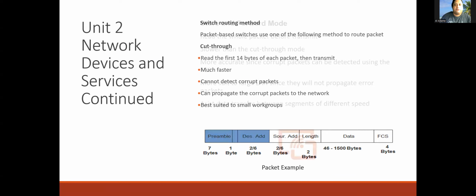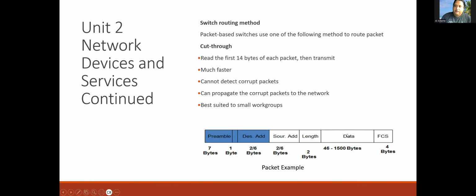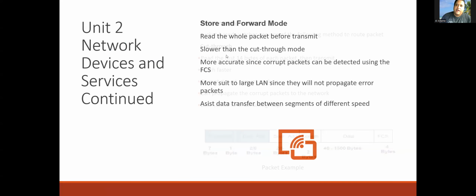The other way it routes is called store and forward mode. It reads the whole packet. So if I go back, it reads the whole packet, this whole guy right here, right? So it reads that. Slower than cut through, though. More accurate, since corrupt packets can be detected using FCS. I might make that extra credit. I'll think about it.